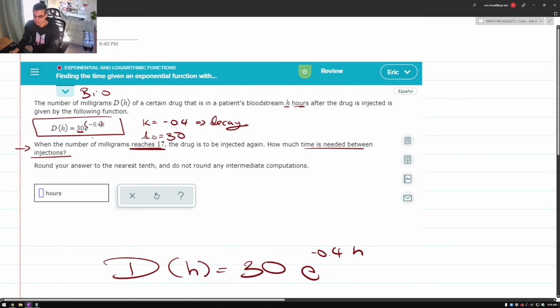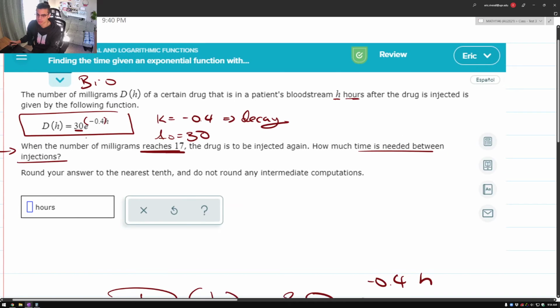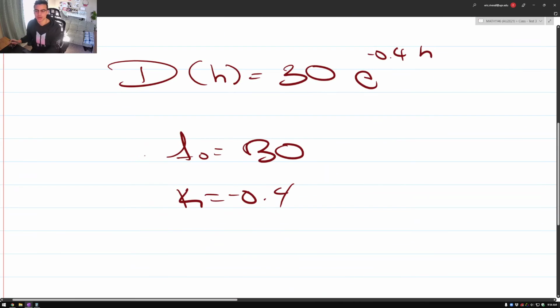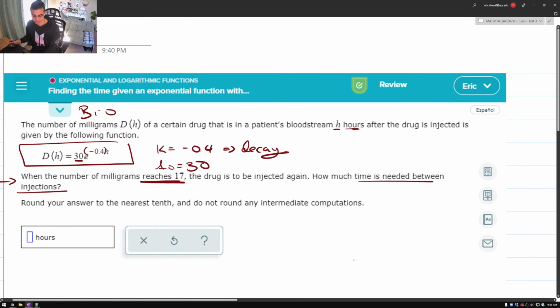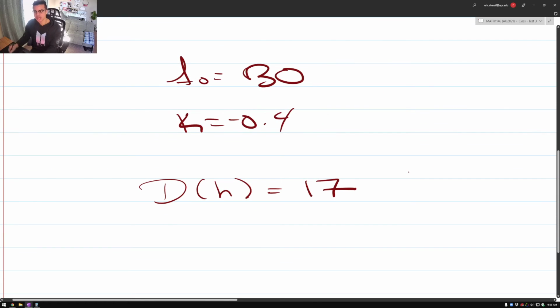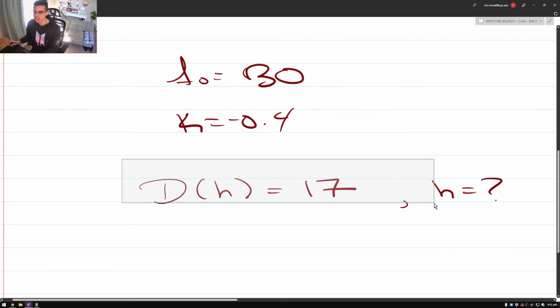So the question, reading the question is important because it's not too clear initially what we need to do here. When the number of milligrams reaches 17, if we are in a decay situation, that means that D of H is going to be 17, the amount at a specific time. The drug is to be injected again. How much time is needed between injections? So that is asking for the value of H when D of H is 17.